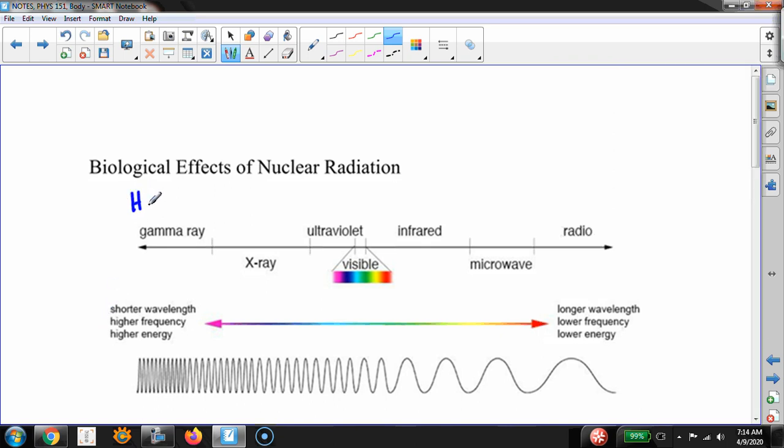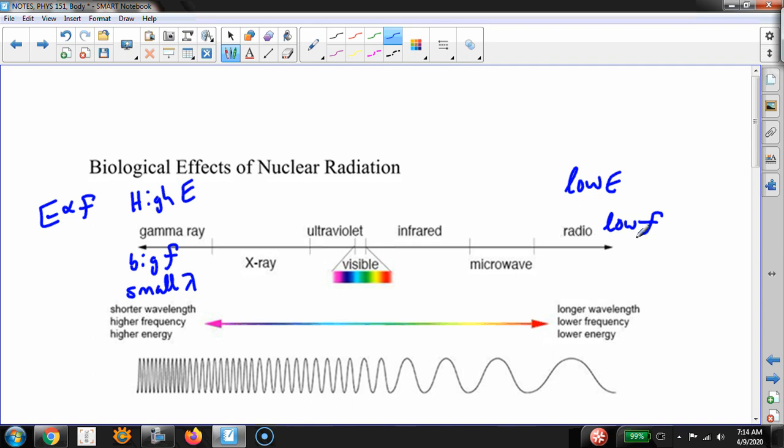So on this end is the high energy, big frequency. Energy, in fact, we know is proportional to frequency, and then also small wavelength. And then it goes in the opposite direction over here. So down here we have low energy, we have a low frequency, and a big wavelength. In fact, some radio waves can have wavelengths that are kilometers or hundreds or even thousands of kilometers long. Remember, this is just a sketch of sort of what the frequency looks like.